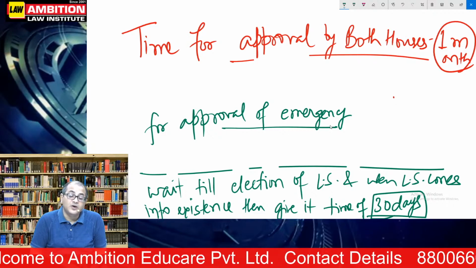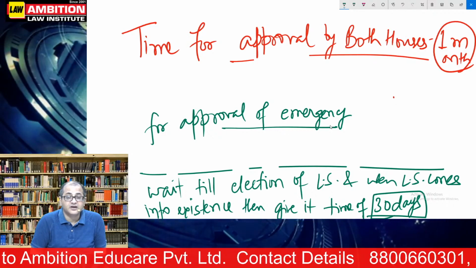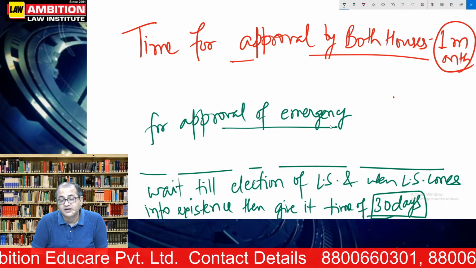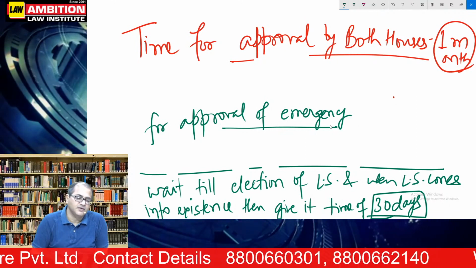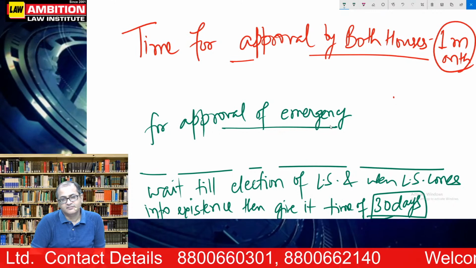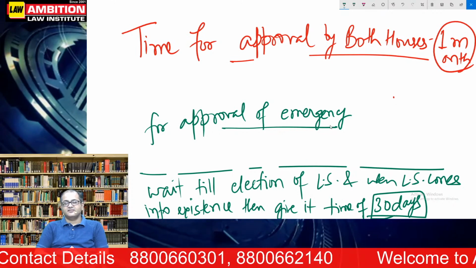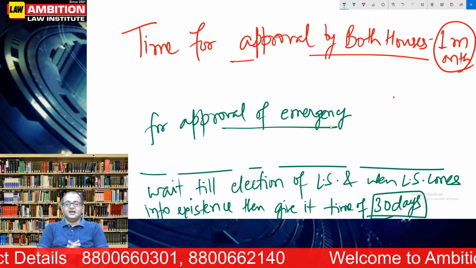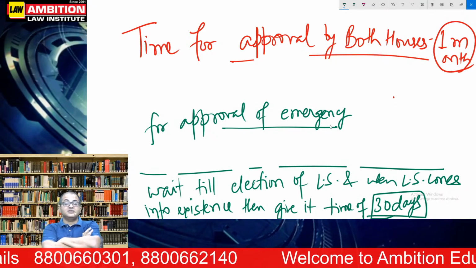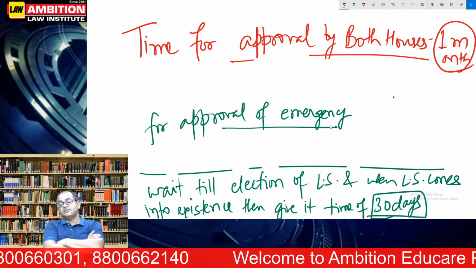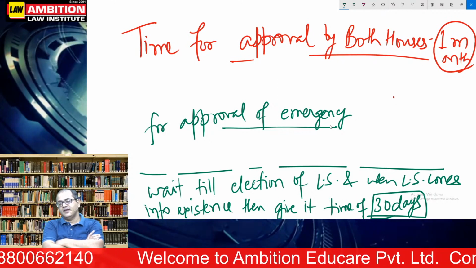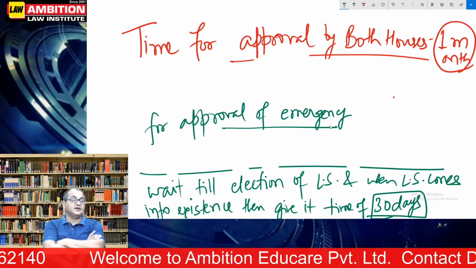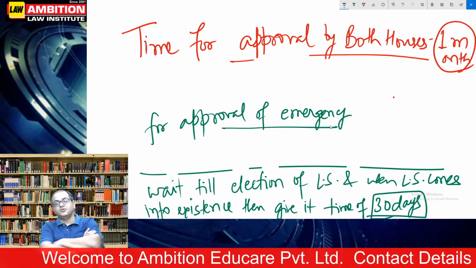Is this clear? Only Lok Sabha can be dissolved, Rajya Sabha cannot be dissolved. Rajya Sabha is a permanent house. So Rajya Sabha will remain in operation always. It will remain in existence always. Lok Sabha is dissolved. So suppose Lok Sabha is dissolved in next 6 months. So you cannot get approval of Lok Sabha now. So what will you do?